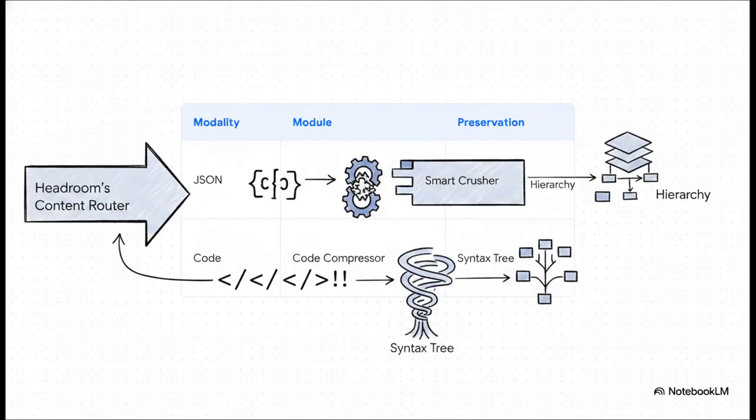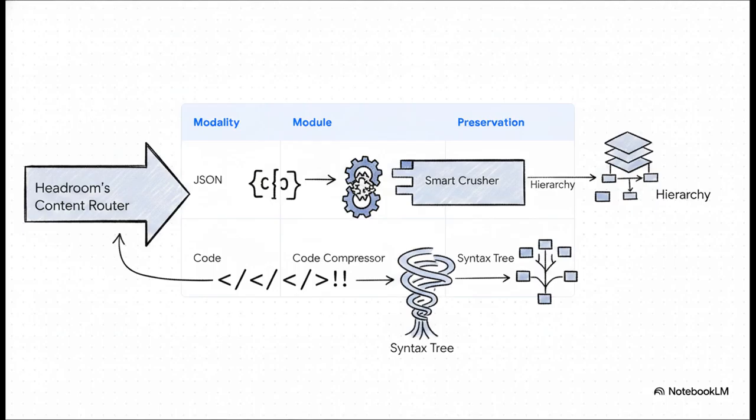Now, using naive summarization tools in an enterprise context is incredibly dangerous. You can't just blindly chop up an API payload. Mathematically safe context compression requires actually understanding the exact operational modality of the data so you don't destroy vital technical workflow variables. And this brilliantly illustrates how Headroom's content router handles that.